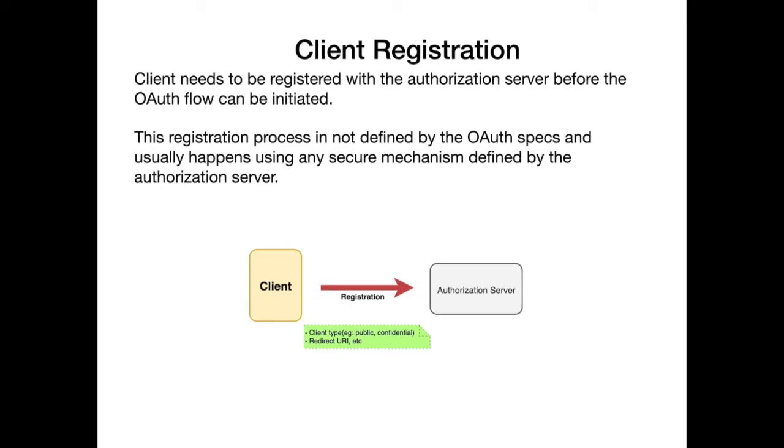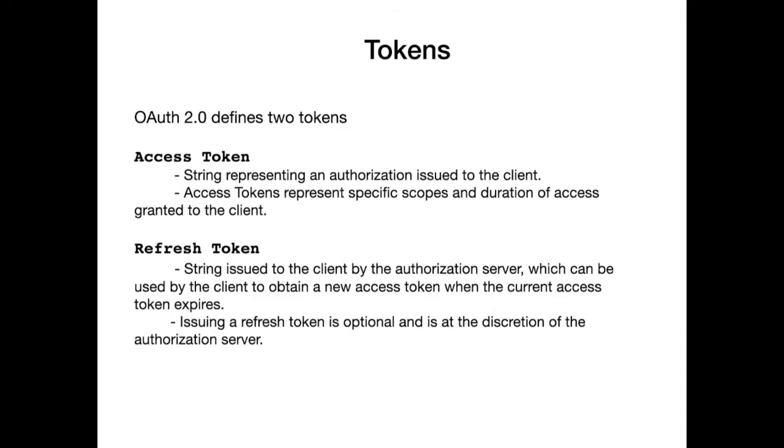The OAuth spec defines 2 different types of tokens. The first one is known as the access token, which is a string representing an authorization issued to the client. This is the authorization issued to the client on behalf of the user. These access tokens represent specific scopes and duration of access granted to the client.